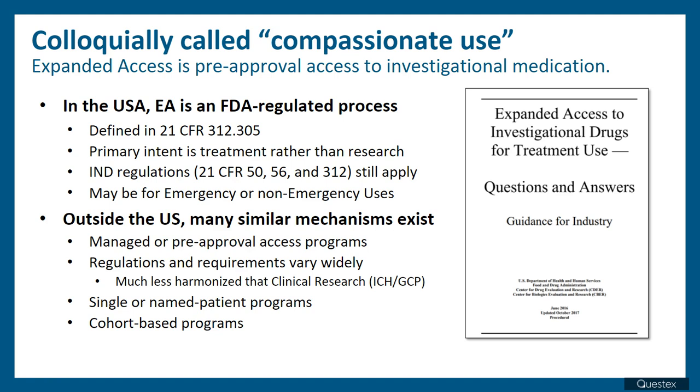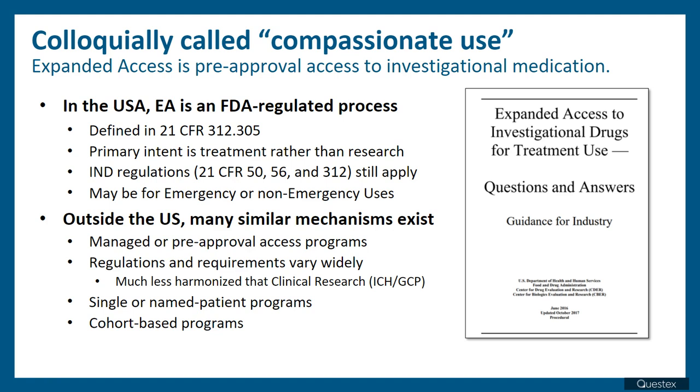I think in talking about what expanded access is, the easiest way to summarize it is pre-approval access to investigational medication. At least that's what we call it in the U.S. Outside the U.S., there are many different names for this type of pre-approval access. But a good catch-all term that a lot of people use colloquially is compassionate use, and that's what we're talking about. As you mentioned, Kevin, in the U.S., expanded access is an FDA-regulated process, and the requirements are outlined in 21 CFR 312.305, which of course is the same section that covers all of the IND requirements.